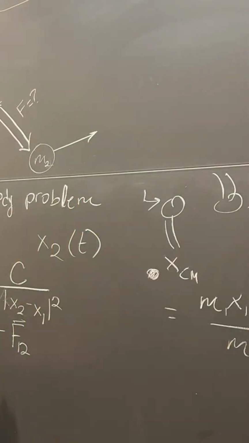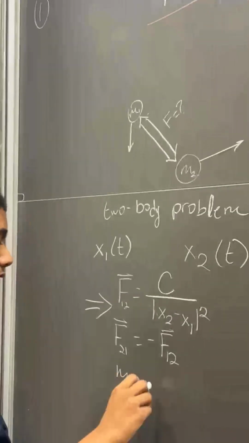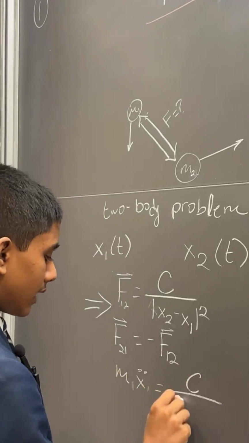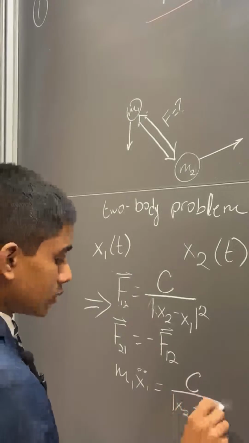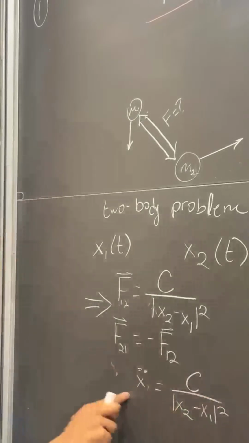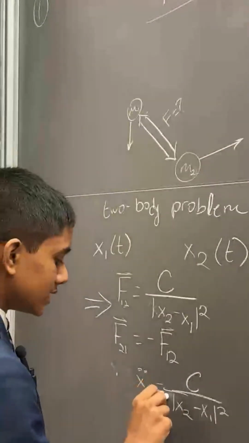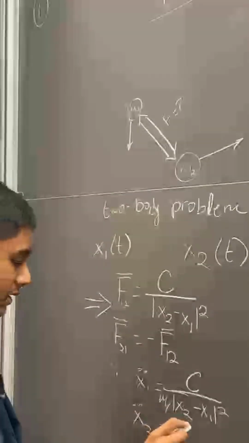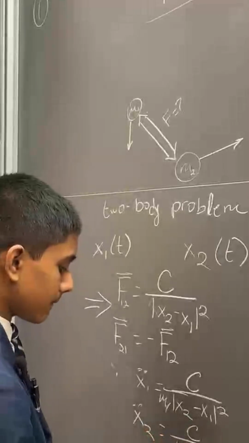Now, what are we given here? If you look closer, you realize that m1 x1 double dot is equal to c over (x2 minus x1) squared. And so x1 double dot is just this, but it's c over m1. Meanwhile, x2 double dot is this, but it's c over m2.